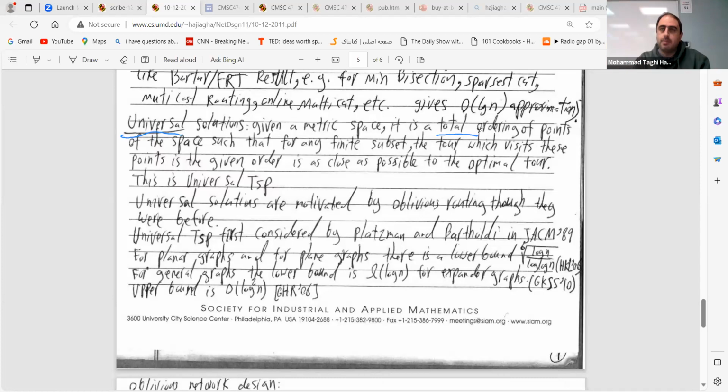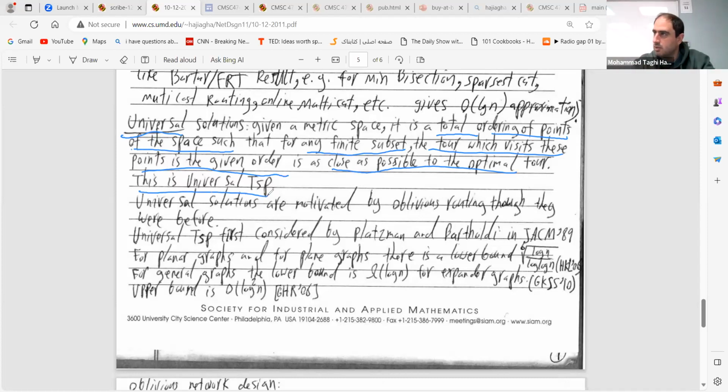So what is the problem? In the TSP, you have a set of points given, like in the plane, for example, or in the planar graph, a subset of them. And you want to visit all of them and come back to the same place. Here, in general, given a metric space, you want to get a total ordering of points of the space such that for any finite subset, this is the input essentially, or the demand set, the tour which visits these points in the given order is as close as possible to the optimal tour. And this is called the universal TSP.